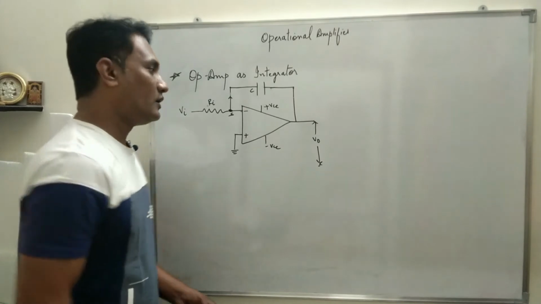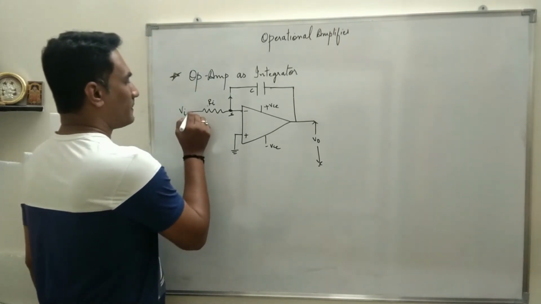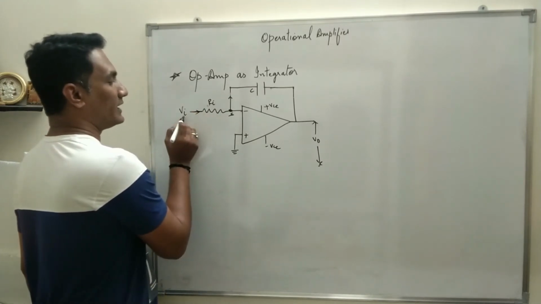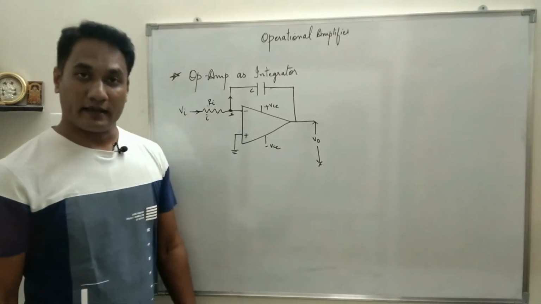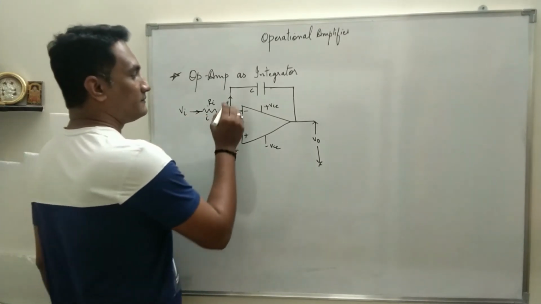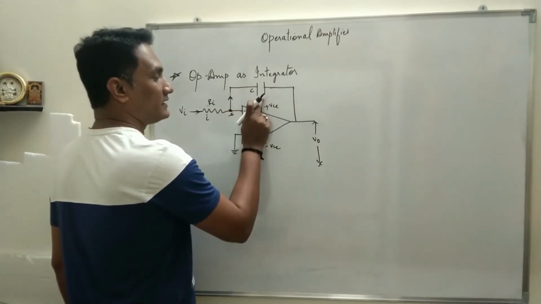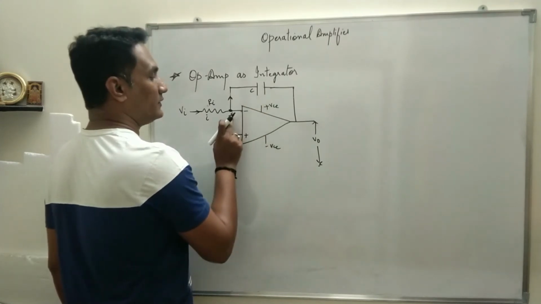Now what you can see is, let the current when input Vi is applied through Ri be I. Now in case of op amp as integrator, the capacitor is connected between 2 points.